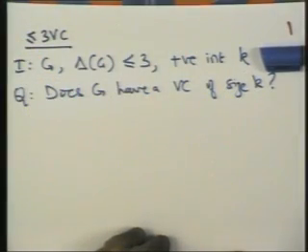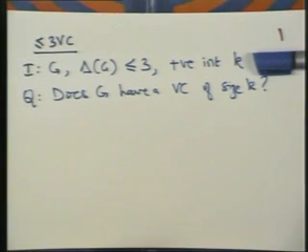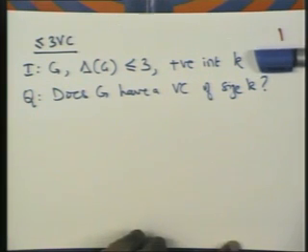We were looking at the problem ≤3 VC. The input is a graph G such that Δ(G), the maximum vertex degree, is at most 3, and a positive integer k. The question we ask is, does G have a vertex cover of size k? Our objective was to prove that this is NP-complete.